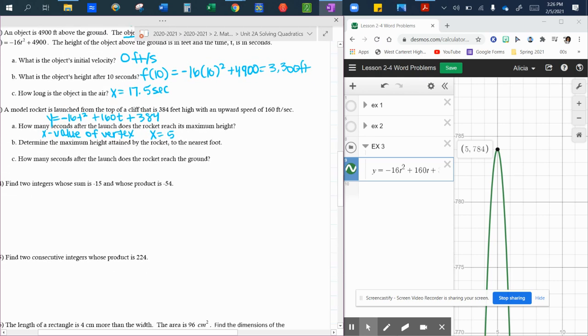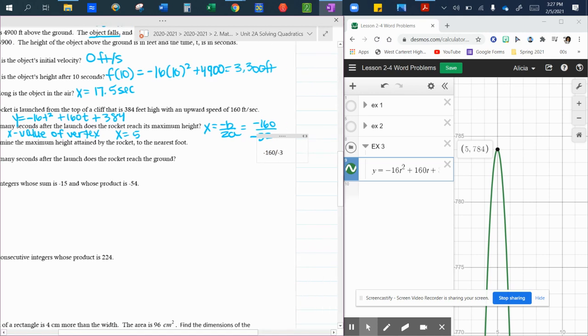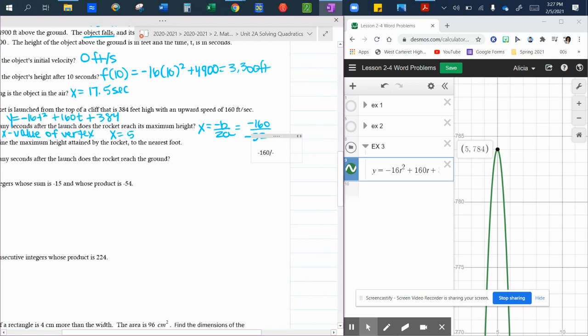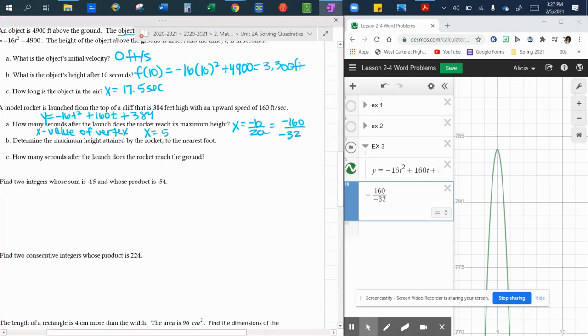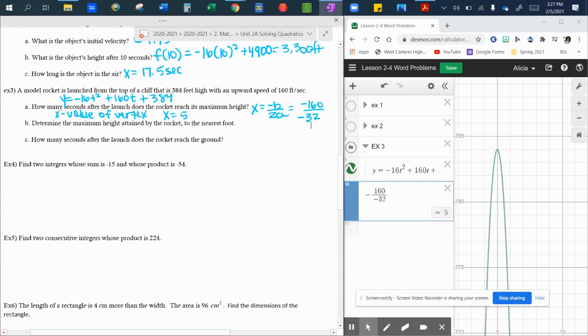And the other way that we can find this is using axis of symmetry. So if I know x equals the opposite of b over 2a, if I had negative 160 divided by negative 32, you get 5. We don't always have to use the graph. I don't want us to become too dependent on the graph.